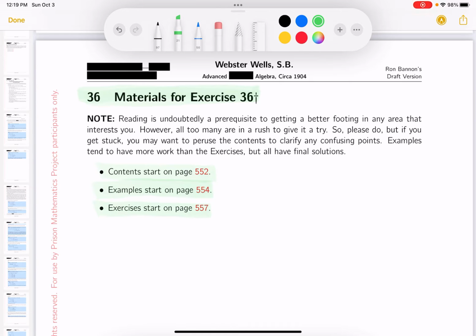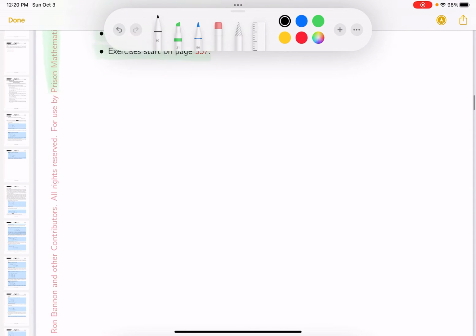So this document is a PDF document. It's being prepared for the prison mathematics project participants only, all right? At some point in the future, I do plan to publish this. So if for whatever reason you need to reach out to me, my name is Ron Bannon. This is a draft version of my adaptation of Webster Wells's Advanced Course in Algebra that's back to 1904. My email address is Bannon, that's B as in boy, the @ symbol, NNON.US. All right?